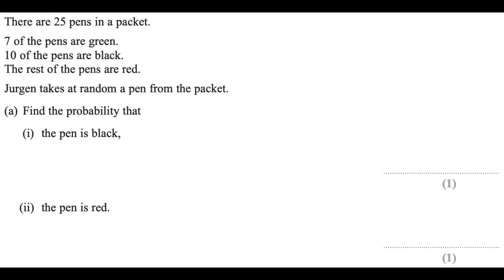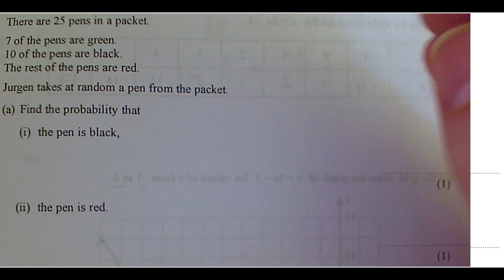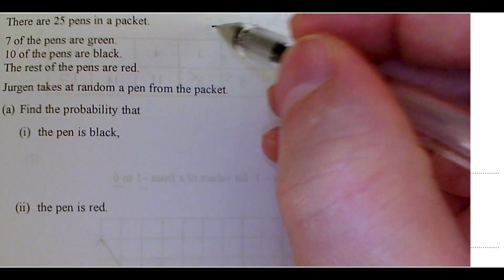Okay, we've got a probability question here, and you have to read these quite carefully. So we've got 7 pens of green, 10 pens of black, that's 17 pens, but there's 25 in a pack. So the 25 pens, take away the 17 that you know the colour of, leaves you with 8, doesn't it? So I'm just going to write that down.